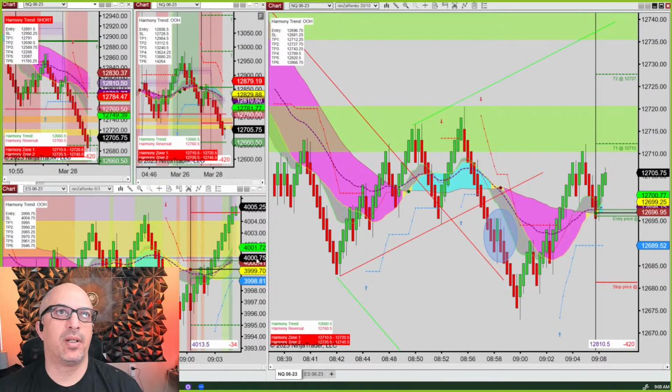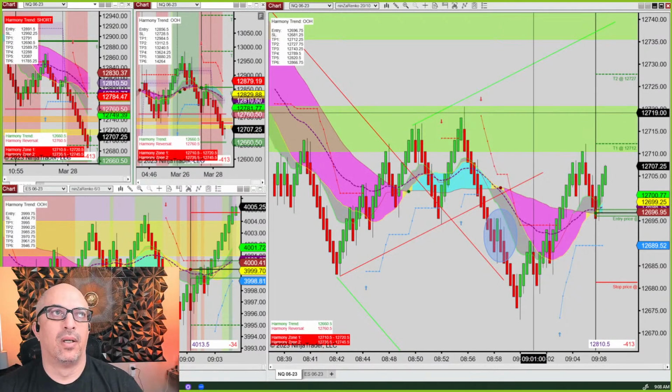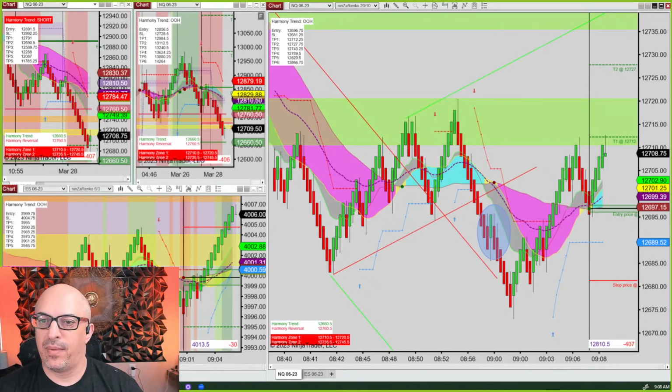You're getting a push here in ES. That should reciprocate here in Q. And let's see if we can get to that 23. The market keeps playing around with that level.